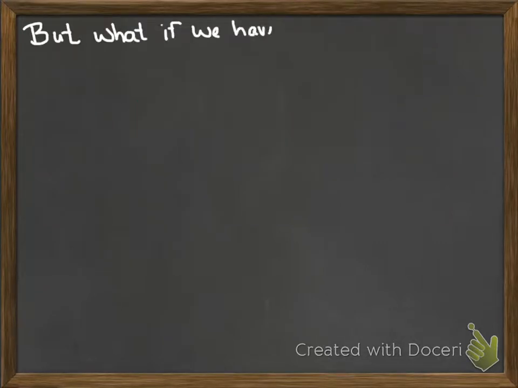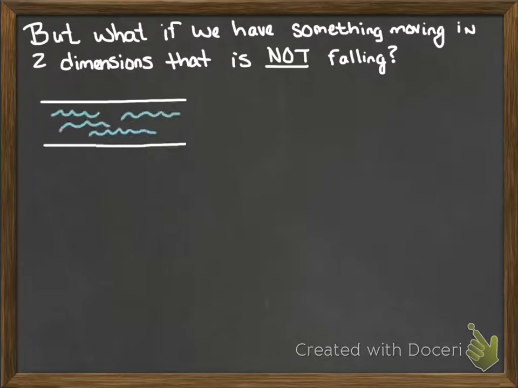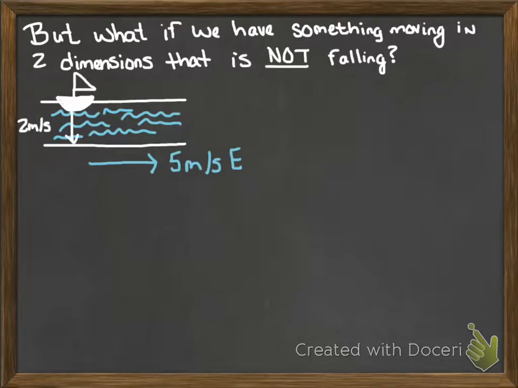But what if we have something that is moving in 2 dimensions, but it's not falling? Let me give you an example. Let's say I have a river, and that river is moving at a rate of 5 meters per second to the east. And on that river there's a boat. The boat is traveling from the north bank to the south bank at a rate of 2 meters per second. So the boat is moving south at 2 meters per second, but then the river is carrying it downstream at 5 meters per second. And we'll say that the stream is 200 meters across.